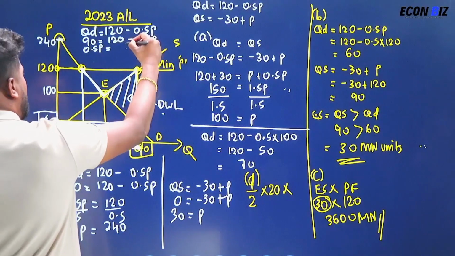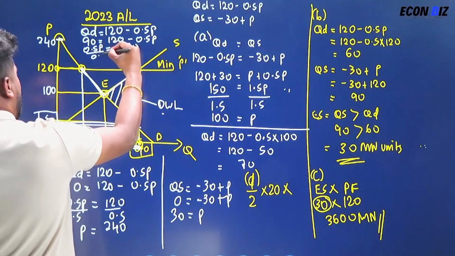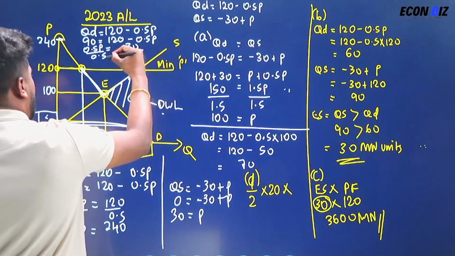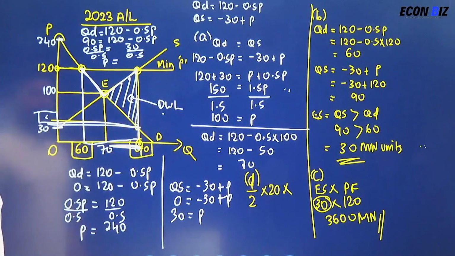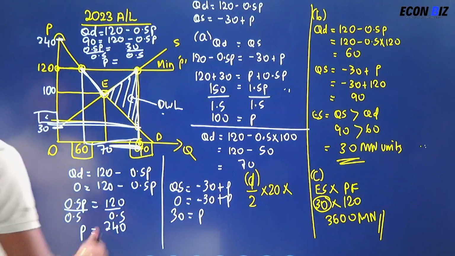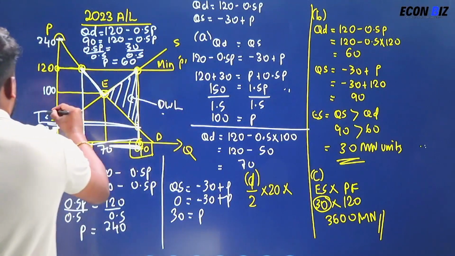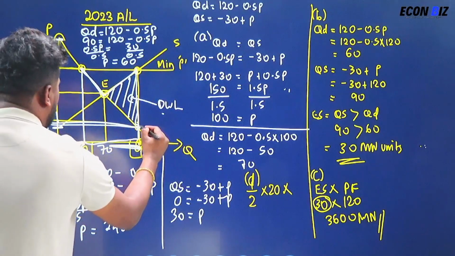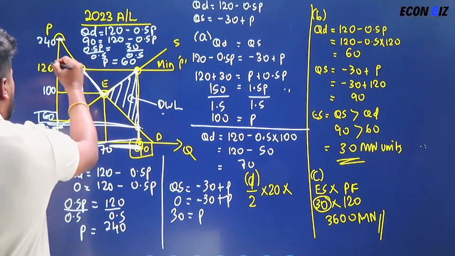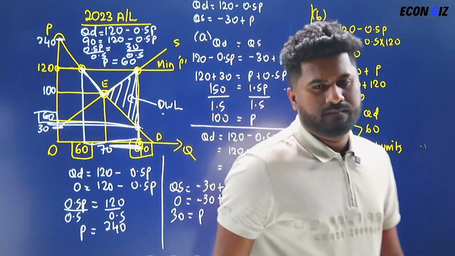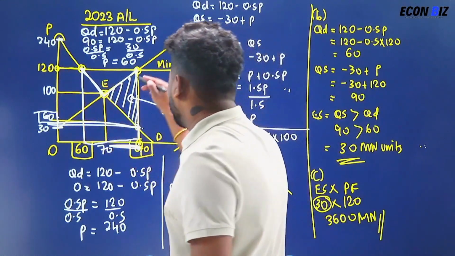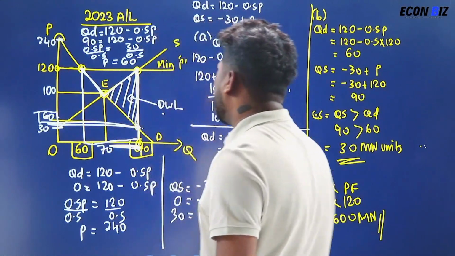0.5p equals 30. How much are you getting? 30 divided by 0.5, you are getting 60. So your height is from 60 to 120. So this is the height, the height is 60 there.